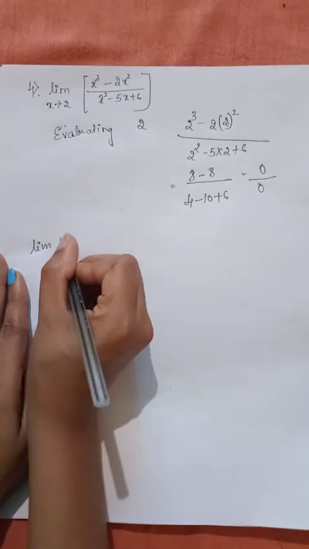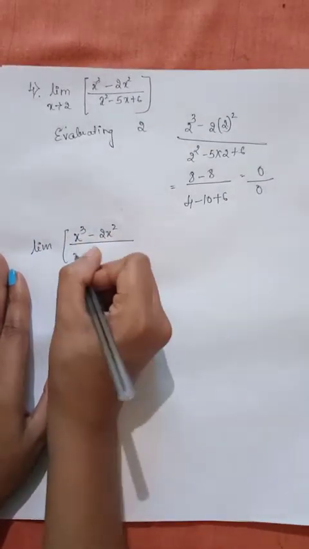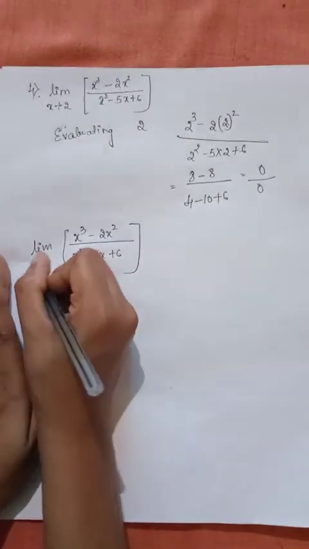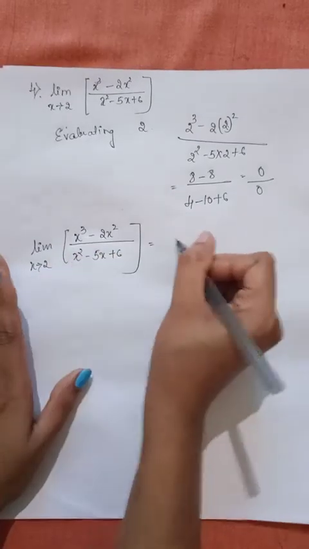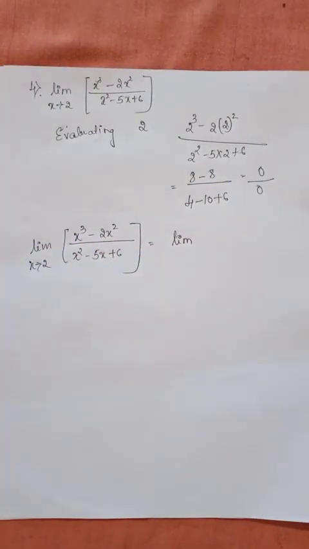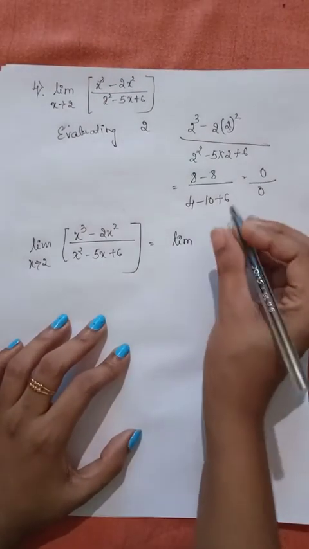So it is limit of x cube minus 2x square, as x tending to 2. I think by now you will be in a position to guess things. In the numerator, what can you see common? x cube minus 2x square. What is common over there, students? Yes, you guessed it right. x square is common, correct? So take it out.